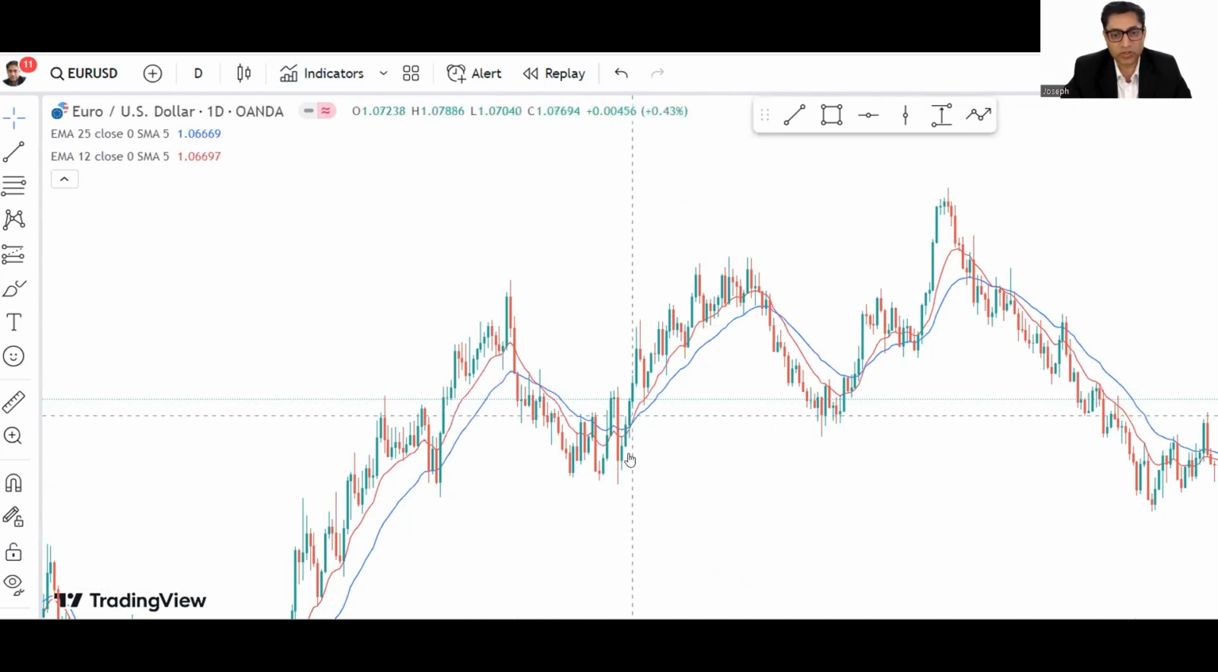And you can see the crossovers happening. And this is how you can put an EMA onto your chart.